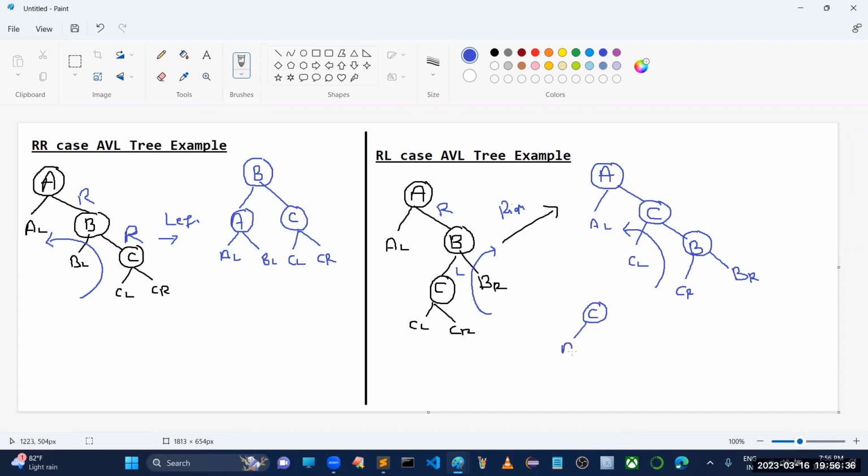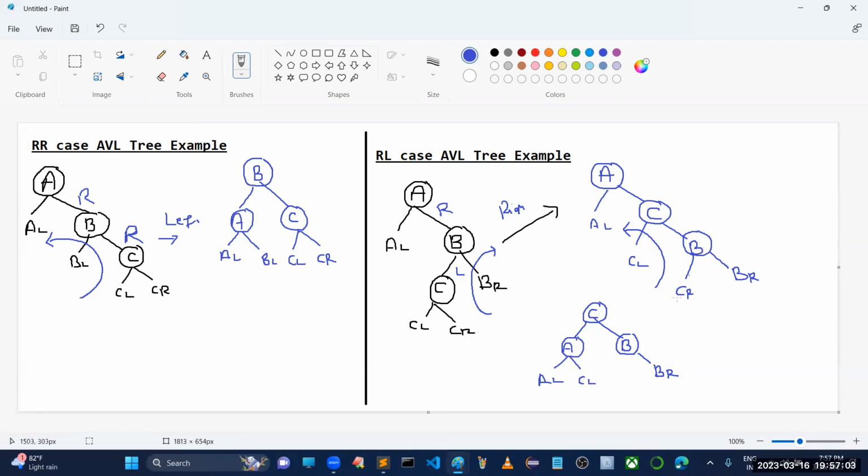For this, the left subtree will become A, and the right subtree will become B. For B, BR is already there; it will be available as it is. For A, AL is available. Sir, what about this CL? It is less than C. Definitely it should come under the left side, but it is greater than A, which is why it came here. That's why the CL position is this one.